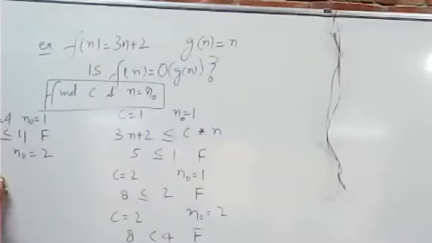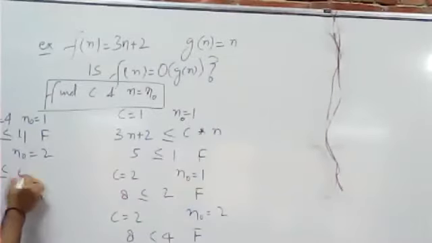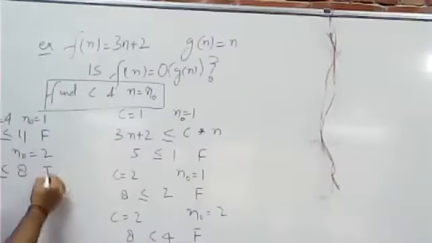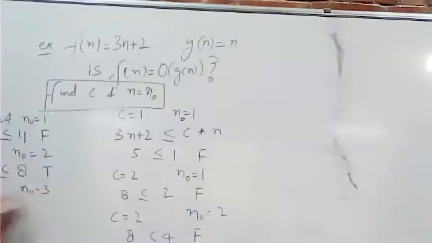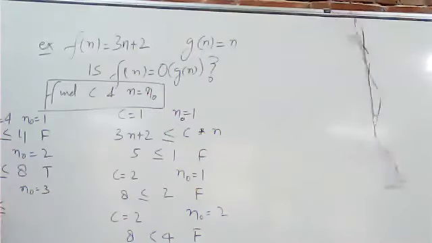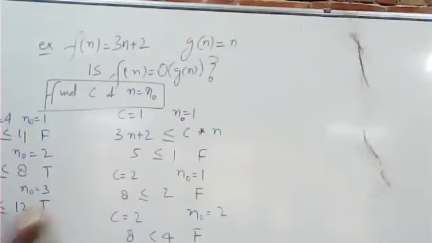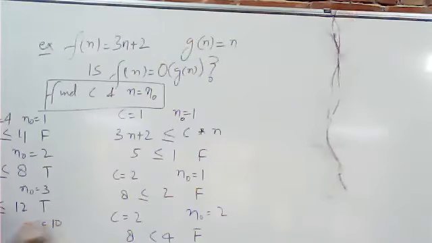So 8 is less than or equal to 8, so this condition is true. Now we'll check for C equal to 4 and n equal to 3. So 9 plus 2 is 11, which is less than or equal to 4 into 3, that is 12. Again the condition is true.